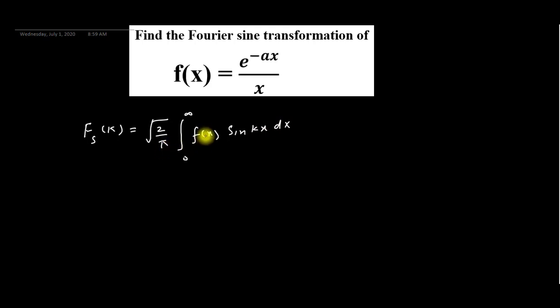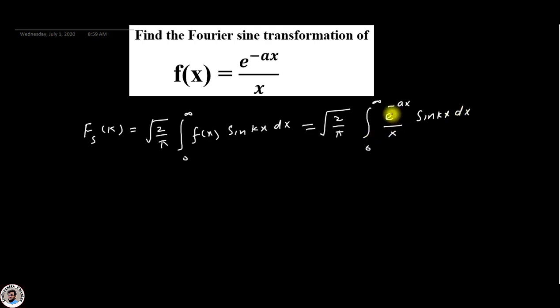Now I have to put the value of f(x). So this will become equal to under root 2 divided by pi, integration from 0 to infinity, e to the power minus ax divided by x, into sin kx dx.